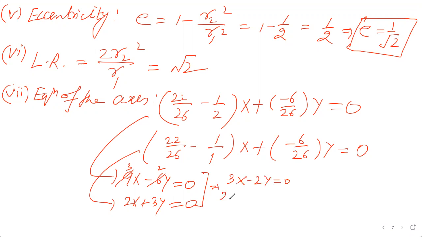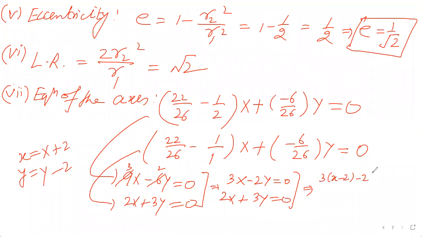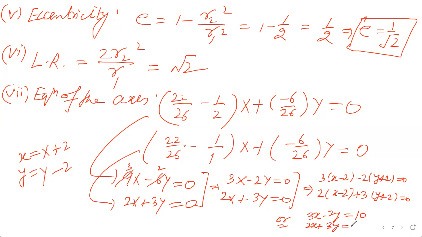3x minus 2y is equal to 0, 2x plus 3y is equal, यहाँ वापस x की वैल्यू पुट करेंगे, तो x हमने क्या लिया था, x plus 2 and y was y minus 2, so it will become x minus 2, capital X will be x minus 2, 3 of x minus 2 minus twice of y plus 2 is equal to 0, and 2 of x minus 2 plus 3 of y plus 2 is equal to, ठीक है, so this equation will become 3x minus 2y is equal to 10, 2x plus 3y is equal to minus 2.